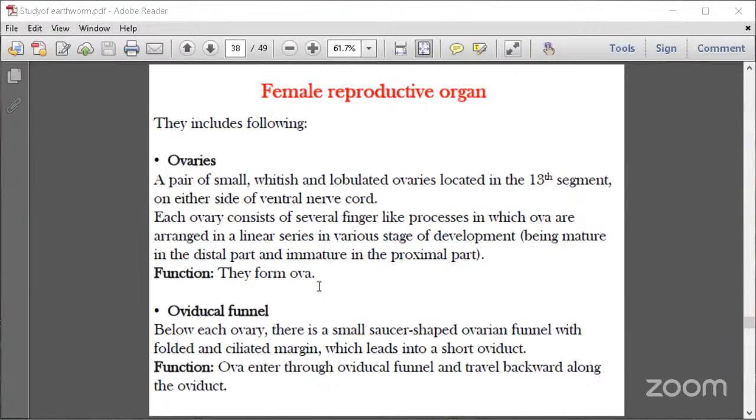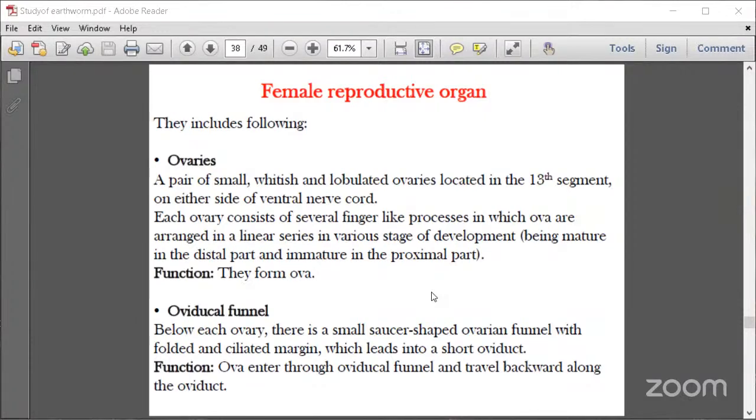Ovaries. A pair of small, whitish, lobulated ovaries is located in the 13th segment on either side of the ventral nerve cord. Each ovary consists of several finger-like projections in which ova are arranged in a linear series in various stages of development, being mature in the distal part and immature in the proximal part. So, the function of the ovaries is that they form ova.